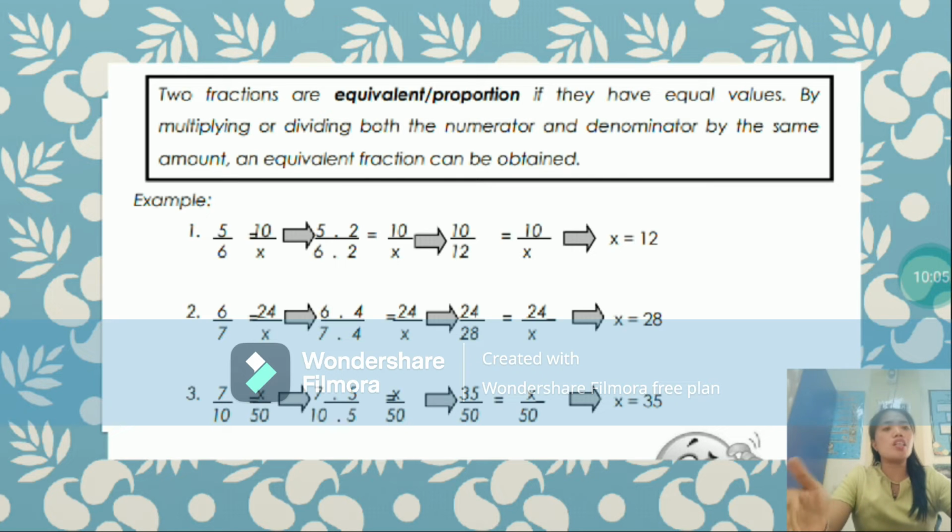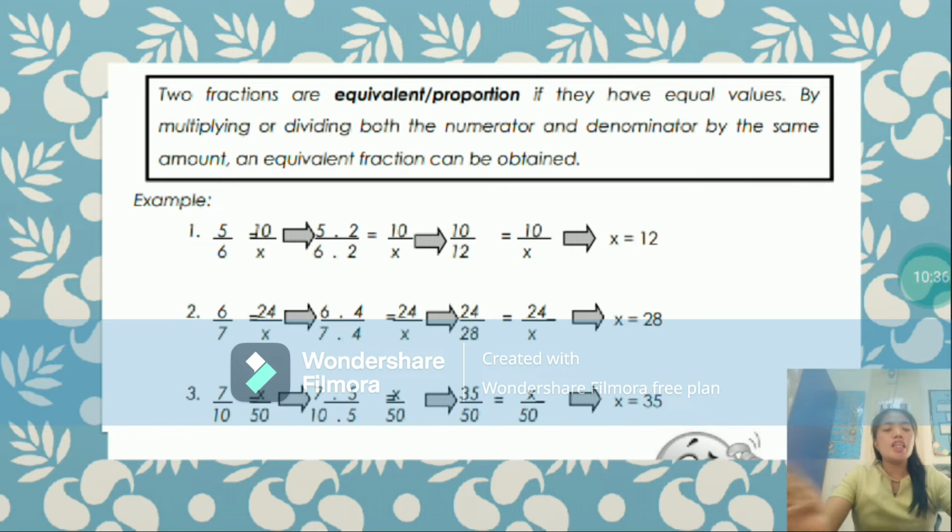The denominators are 10 and 50. So how do we obtain 50 from 10? Simply, we multiply 10 by 5 to make 50. The same is true with our numerator. We will be multiplying 7 by 5. That is 7 times 5, that gives us 35. Okay? Then 10 times 5, that is 50. Therefore, the value of our x is 35. Meaning, 7 over 10 is equivalent to 35 over 50.